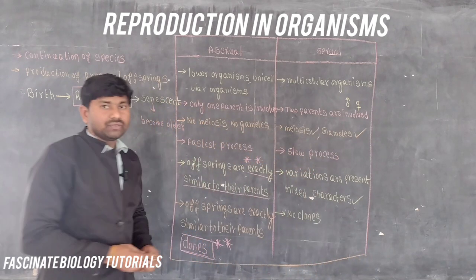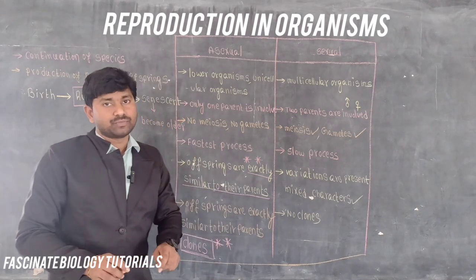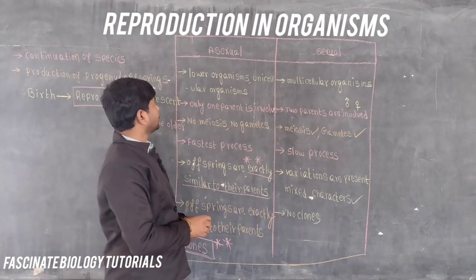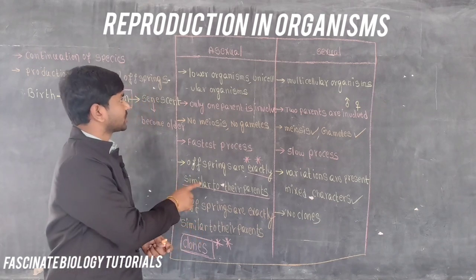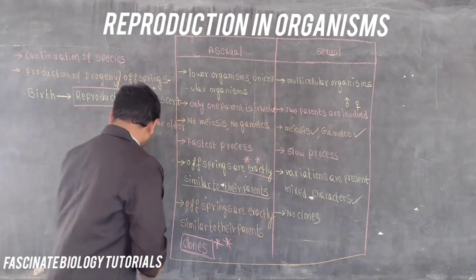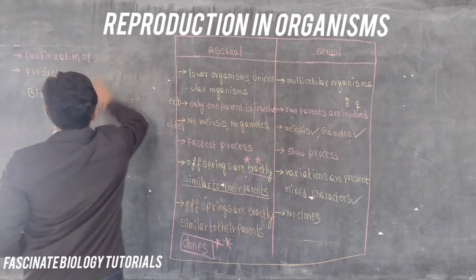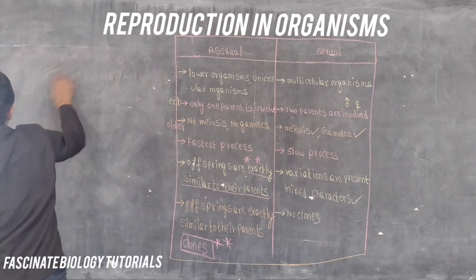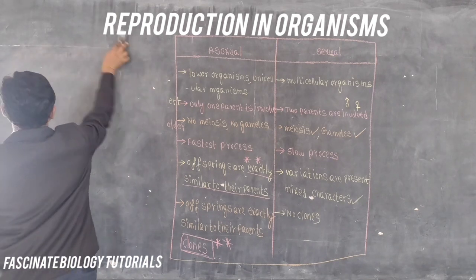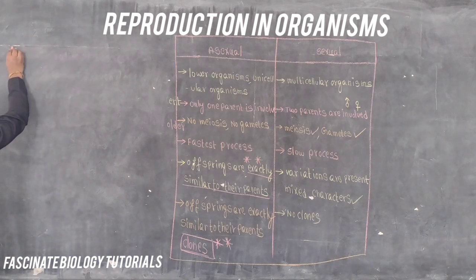But in non-living objects, reproduction is not observed, remember. This is the difference between asexual and sexual reproduction. And now, the types of asexual reproduction.